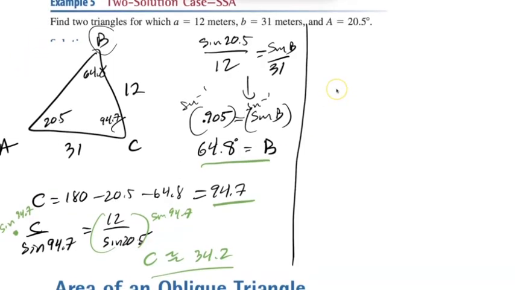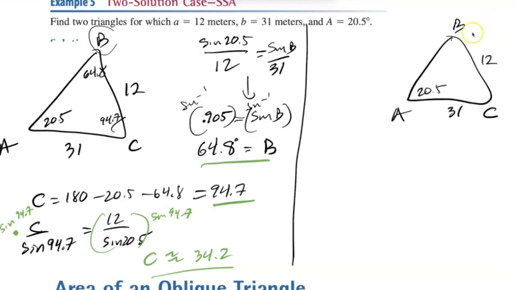Now for triangle 2, keep in mind it's going to be the exact same setup, or the exact same given. This is still 20.5. This is still 12. This is still 31. But our B is going to be different, because the way you find your B on this side, put B prime. B prime is equal to 180 minus, it's always the first angle you find, 180 minus 64.8, which gets me 115.2. That's what my B prime is.